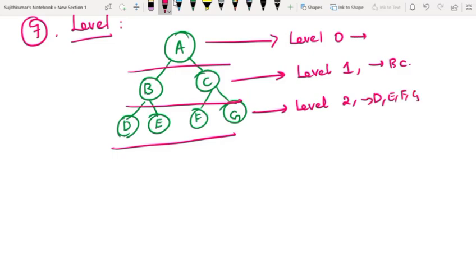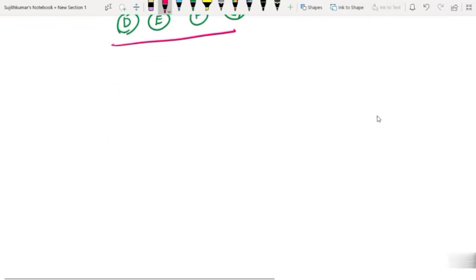Level 0 will always contain only the root node. Please remember this, because we have only one root. So level 0 will always have the root node, and then level 1, level 2. If you have some more connections, you will have level 3. So that's how levels work. That's why it's called a level.